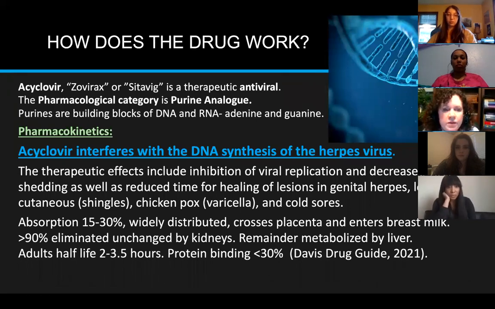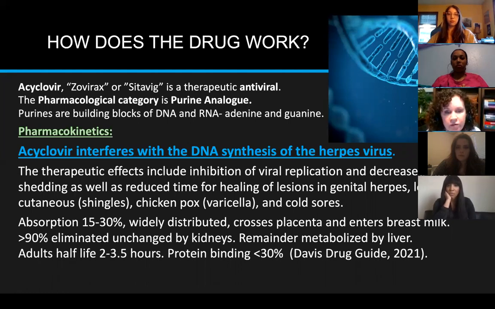Acyclovir, also called Zovirax or Sitavig, is a therapeutic antiviral. The pharmacological category is purine analog. Purines are building blocks of DNA and RNA, adenine and guanine. So the pharmacokinetics, how does this drug work? Acyclovir interferes with the DNA synthesis of the herpes virus, so at the biosynthesis level.